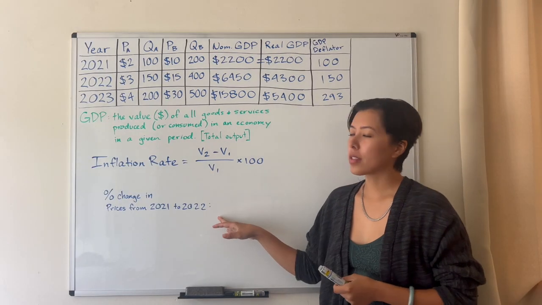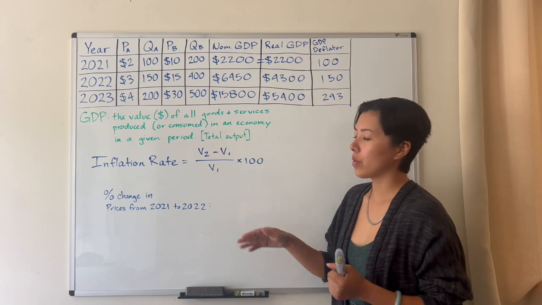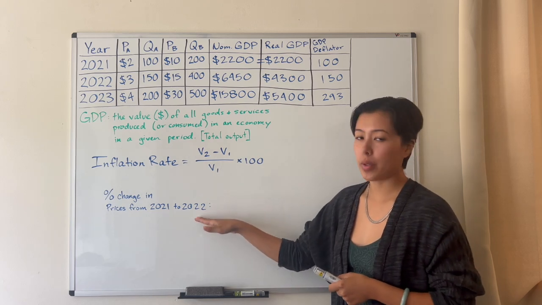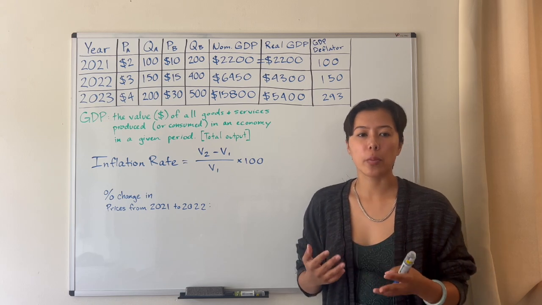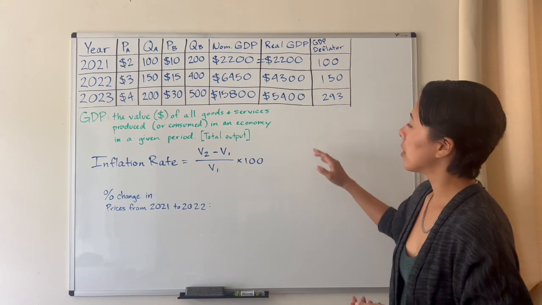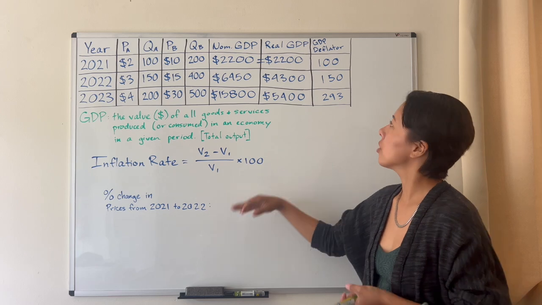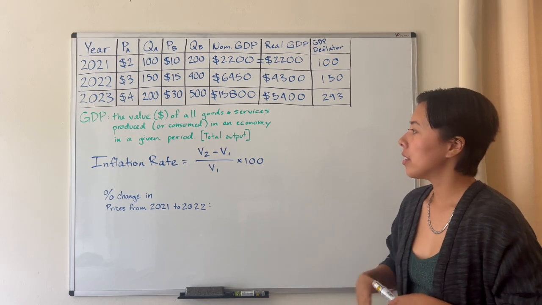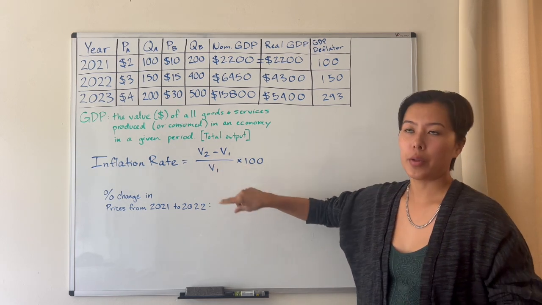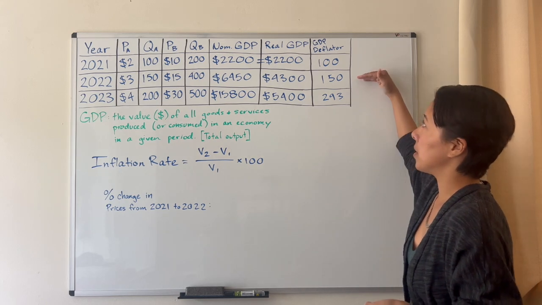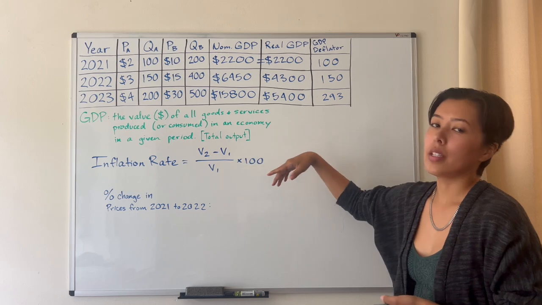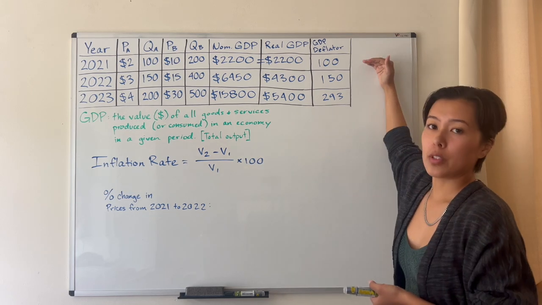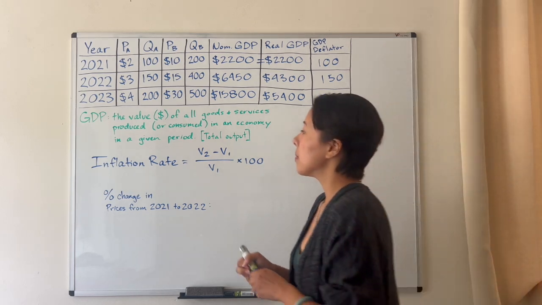All right, so first let's calculate the percent change in prices or inflation from 2021 to 2022. And this is the whole purpose of the GDP deflator. So we're going to calculate this percent change using our GDP deflator. Our value 2, our value in the second period, is the GDP deflator from 2022, and our value 1 is the GDP deflator from 2021, our first period.